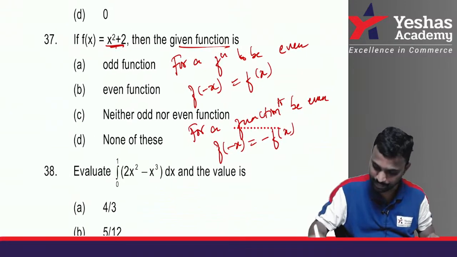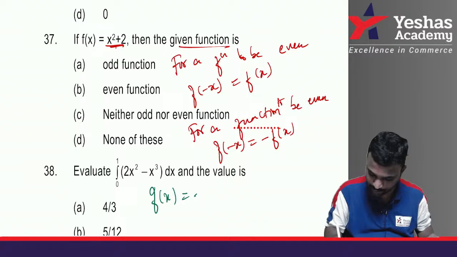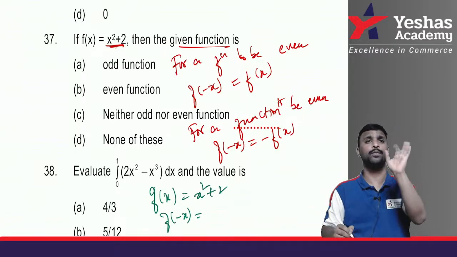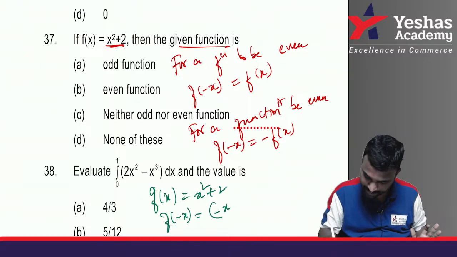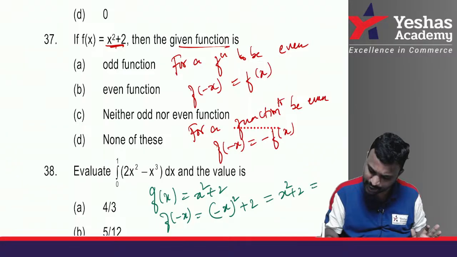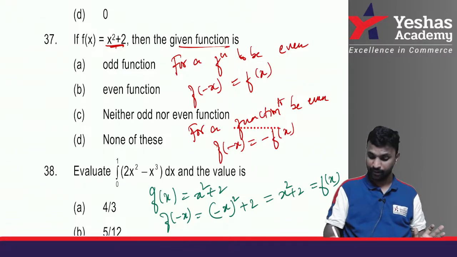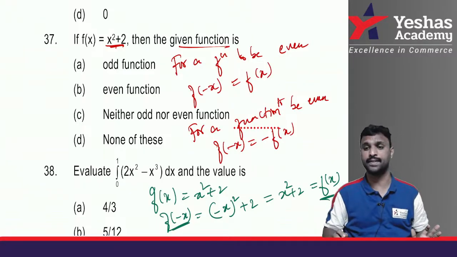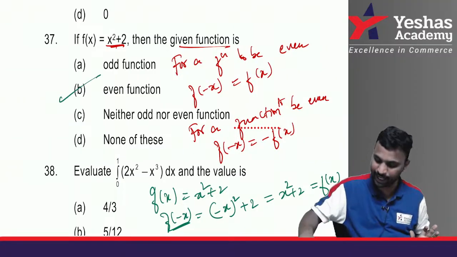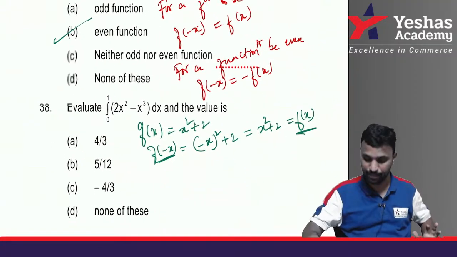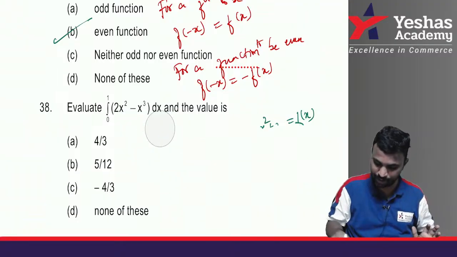Let us now check. F of x is given as what? X square plus 2. Now f of minus x, wherever x you have to put minus x. So (minus x) the whole square plus 2. What is it? X square plus 2 only. What is x square plus 2? F of x only. When f of minus x is f of x itself, the function is an even function. Is this clear, everybody?